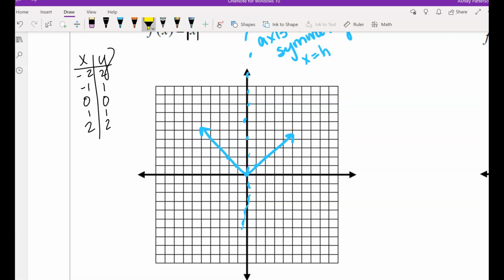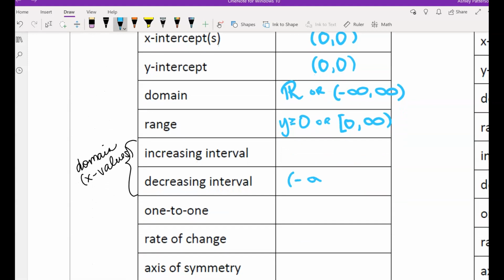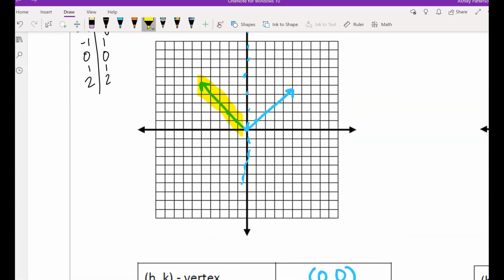As my highlighter goes from left to right, notice that my y values are decreasing. My highlighter is going down. That means that my graph is decreasing from -infinity to 0. Okay, at the vertex, I'm switching direction. And then from 0 to infinity, my y values increase.